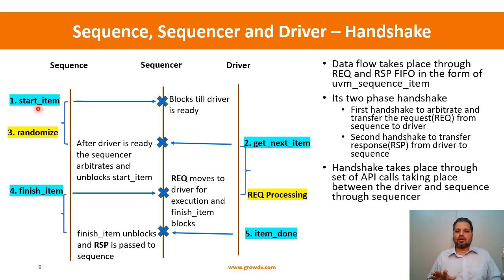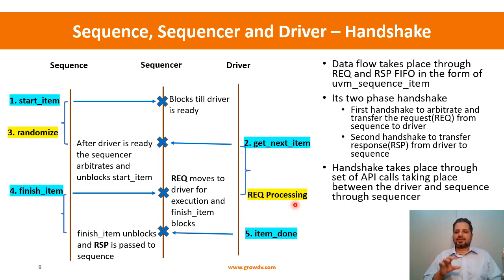No. Think of these as two parallel stories running, right? One story is running on the driver and another story is running on the sequence. On the driver side, the driver is still blocked, only the sequence has gotten unblocked, and then the sequence has randomized it and called the finish item, in which case the request has moved to the driver. That's when the sequencer will unblock the get next item with the proper request sequence item, and then the driver can do the request processing.